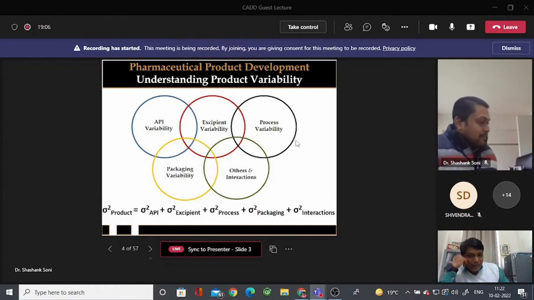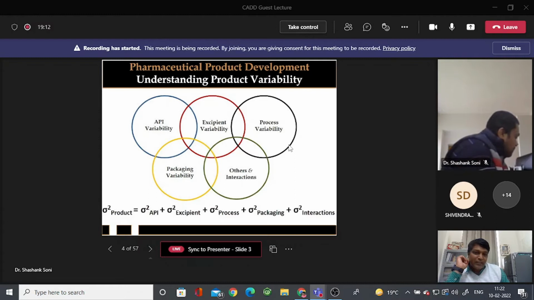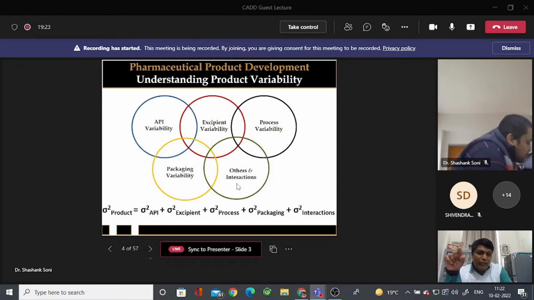Process variability. You should understand the process. I have discussed the processes, and in one of the formative assessments, I will ask all these things. What are these processes? Then packaging variability. The primary pack is very important. Your tablet is going to be in touch with the primary pack every time. The variability of the primary pack. I have seen many enteric coating tablets fail because of the poor choice of the primary pack.